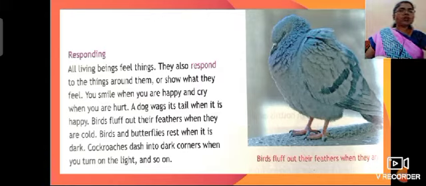Next, cockroaches dash into dark corners when you turn on the lights. Cockroaches live in the dark. Only when the light is off will they come out. And if you switch on the light, they will rush to the dark places, and they will dash to the walls.